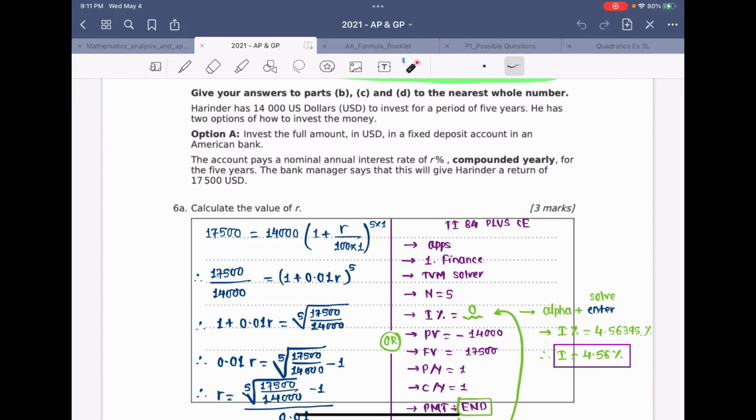Give your answers to part B, C, and D to the nearest whole number. Harinder has 14,000 US dollars (USD) to invest for a period of 5 years. He has two options of how to invest the money.